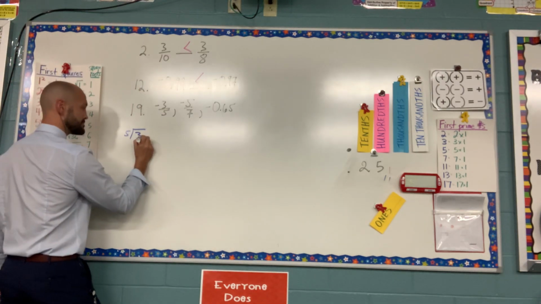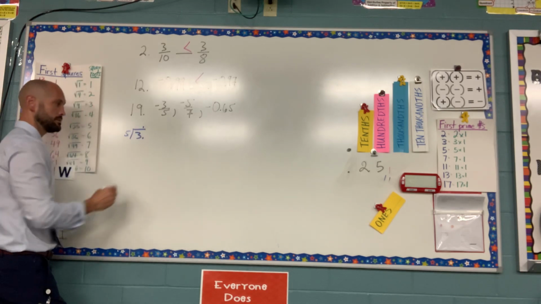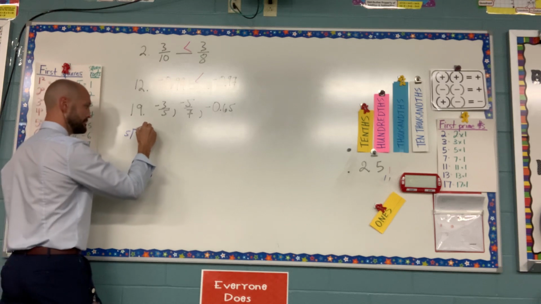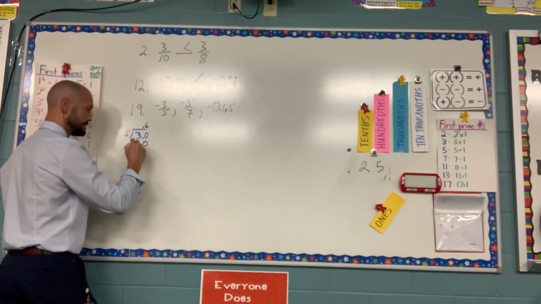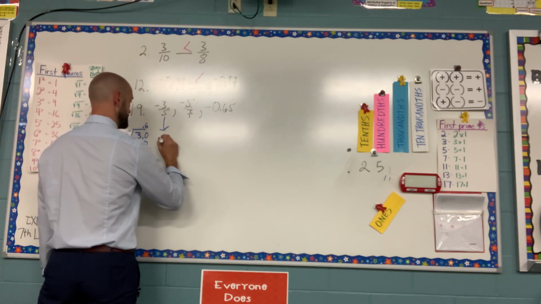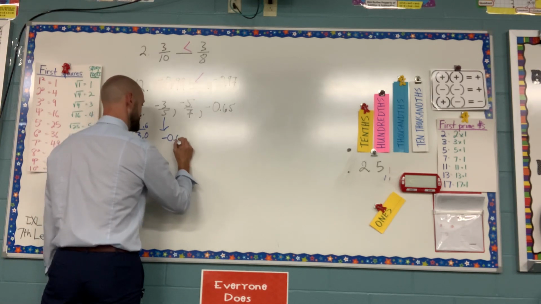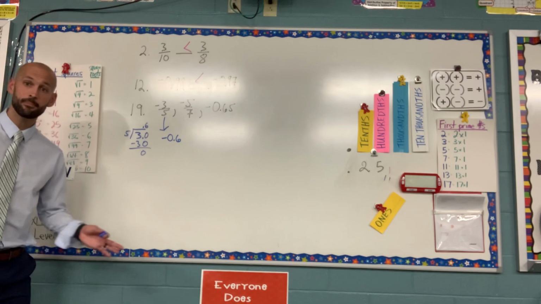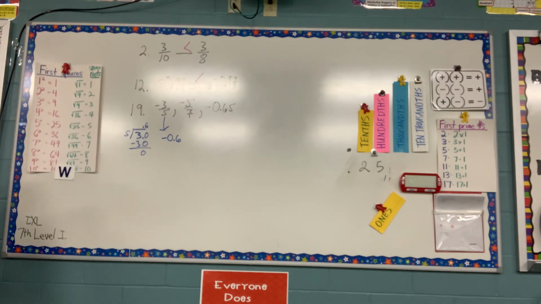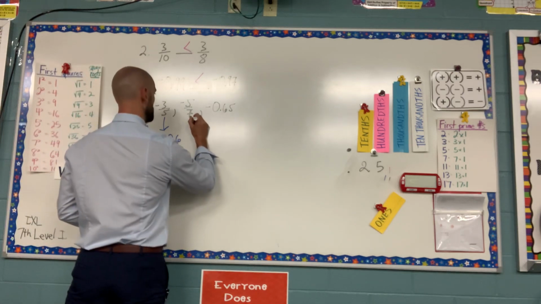5 doesn't go into 3, so I place the 0. How many times does 5 go into 30? 6. 0 remainder. Nice. So this can be represented by negative 0.6. Not bad, right? Pretty simple. All right.